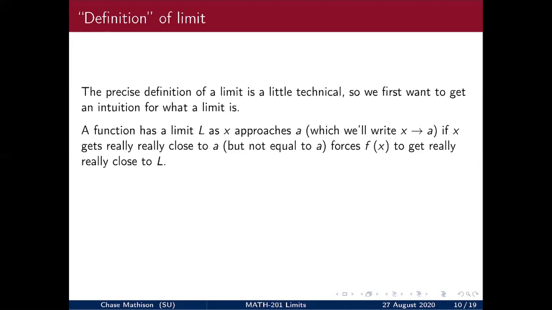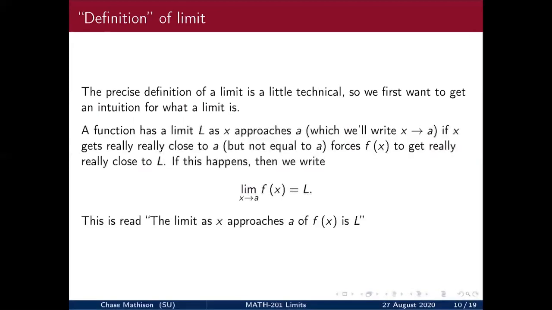All right, so if we have this situation where f of x is getting really, really close to some value as x gets really, really close to a, then we write this right here. The limit, this is important, you're going to be writing this a lot. The limit as x approaches a of f of x is L. Okay? So that's what we write if the limit exists.